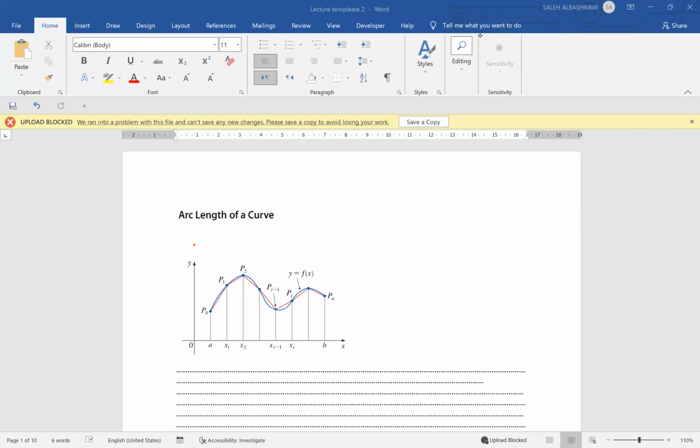Bismillahirrahmanirrahim. Welcome to this lecture, which is about the arc length of a curve. In this part, we are going to speak about how to find the arc length of a given function or of a given curve.